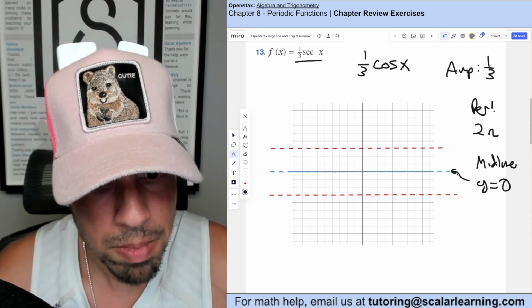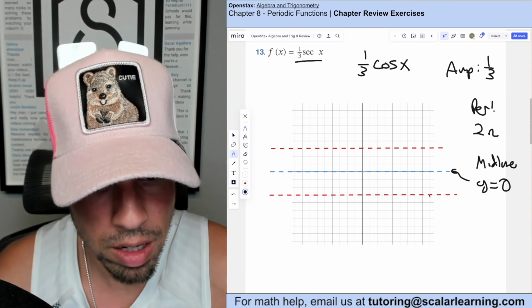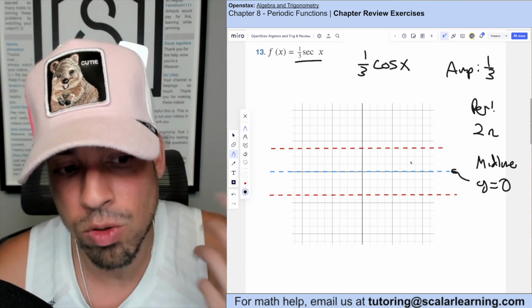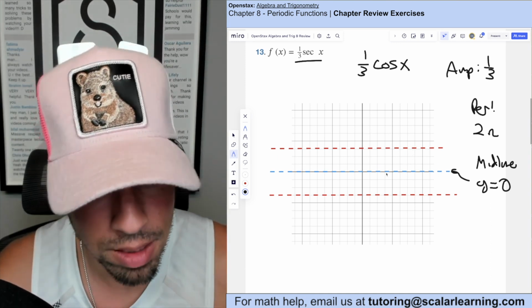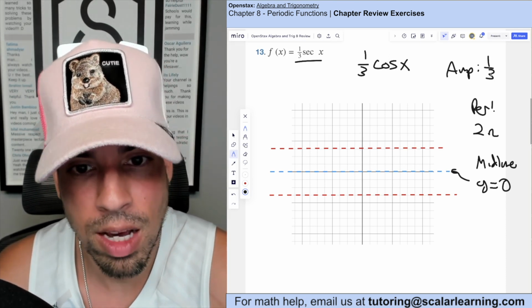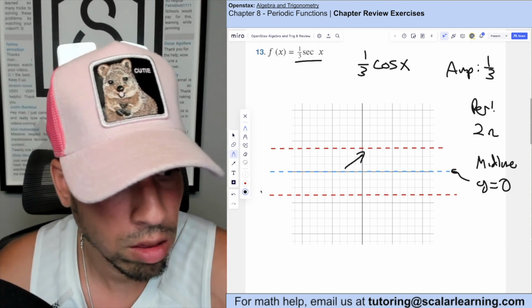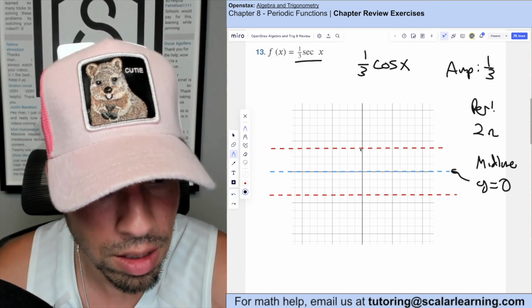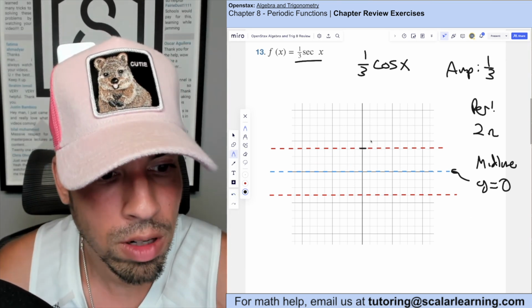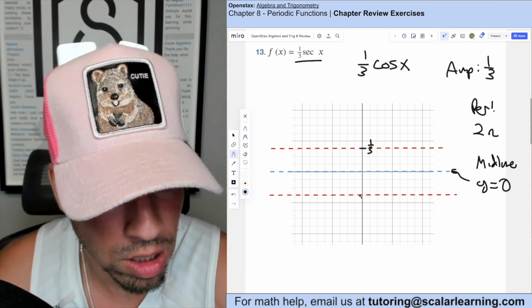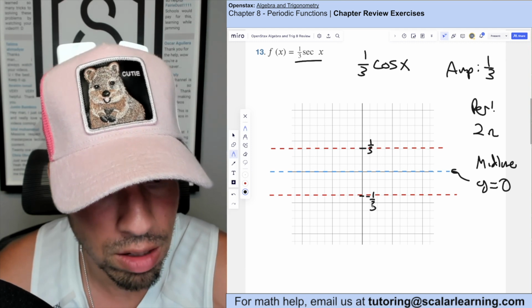So here I've got my midline, and then I've got these lines up here and down here to just kind of help us graph the tops and the bottoms, the maxes and the mins. But you might say, well, wait a minute, the amplitude is 1/3. This looks like 3, but I haven't labeled the y-axis. I can label it whatever I want. So I've done it like this so it doesn't look so scrunched together, right? I'll say that's 1/3, this is -1/3.